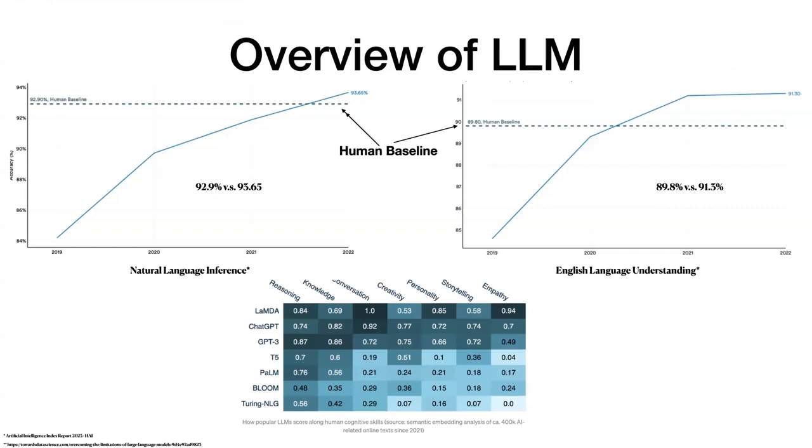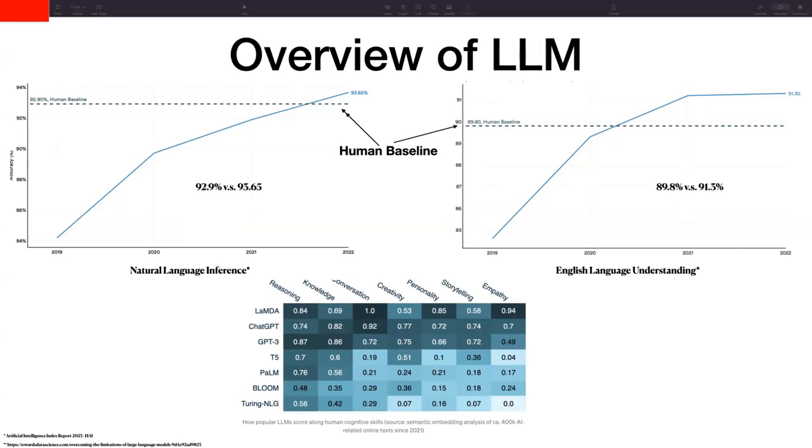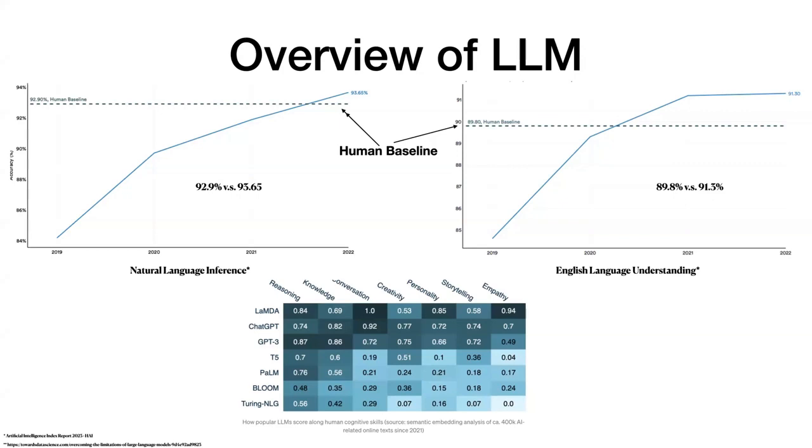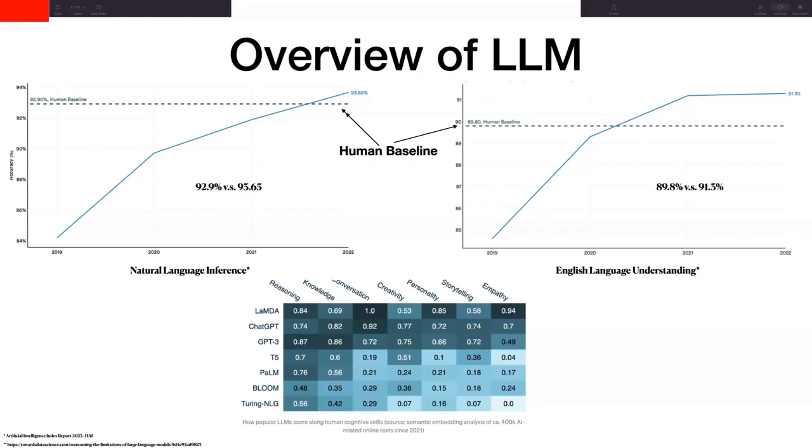And here is the performance of large language models. As we can see, the dashed line is the human baseline, which means that in 2022, the performance of large language models on natural language inferencing and English language understanding has already surpassed human ability. The bottom picture shows different large language models' performance on different natural language processing tasks. The model we chose here is GPT-3, which has a relatively balanced performance on different tasks. So let's move on to the state-of-the-art applications of large language models.